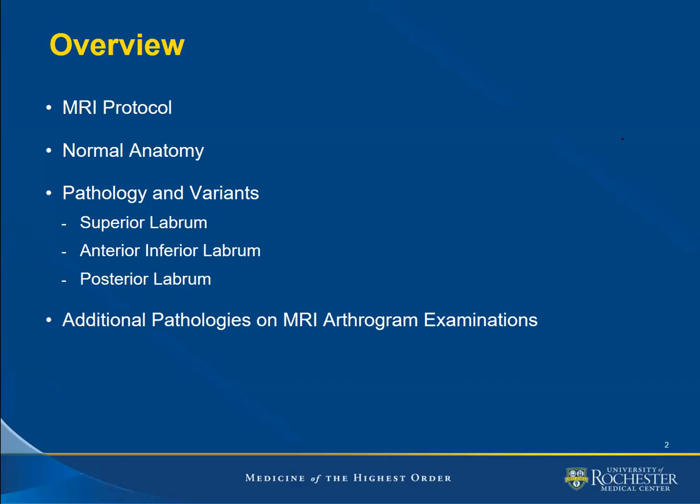As an overview to this presentation, we will start out by reviewing our MRI protocol. We'll briefly review normal anatomy, and then we'll look at pathology and variants, which involve the superior labrum, the anterior inferior labrum, and the posterior labrum. And then finally, we'll conclude with additional pathologies which you might detect on MRI shoulder arthrography examinations.